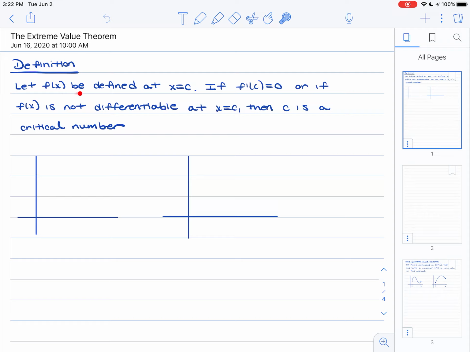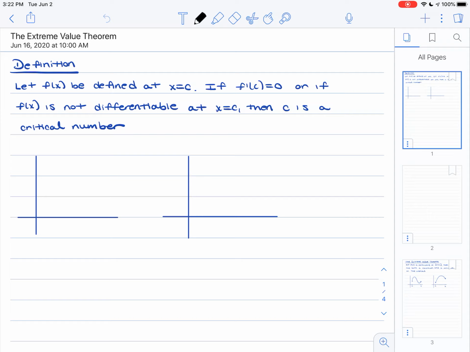First of all, it says let f of x be defined at x equals c. Then if f prime of c is equal to 0, or if f of x is not differentiable at x equals c, then c is what we call a critical number. So there are two different situations we're looking at here.